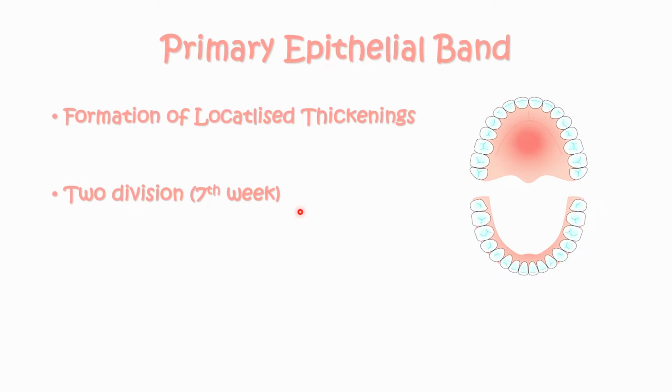This epithelial thickening invaginates into the underlying connective tissue. Each thickening will give rise to two structures, that is dental lamina and the other is vestibular lamina. All of this occurs during the 7th week of intrauterine life.